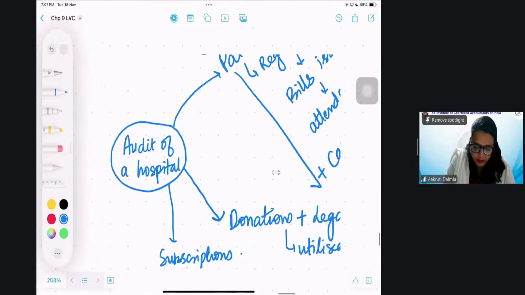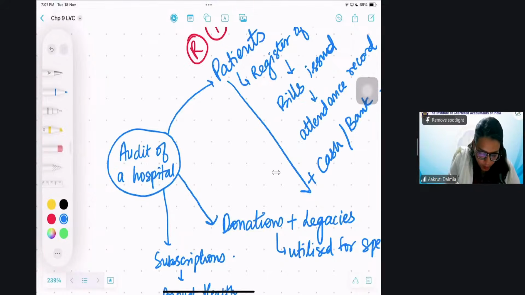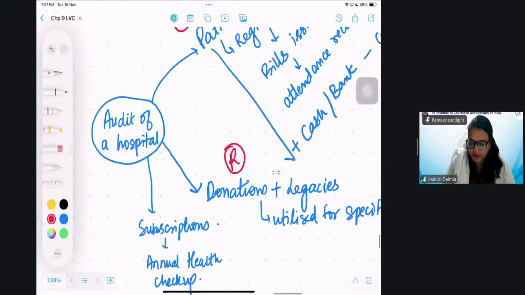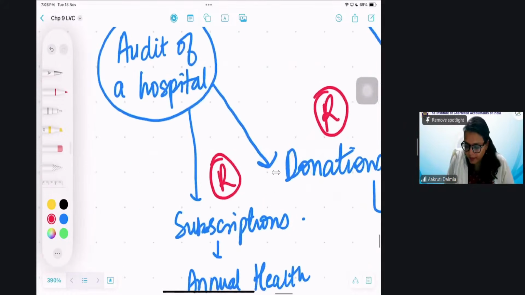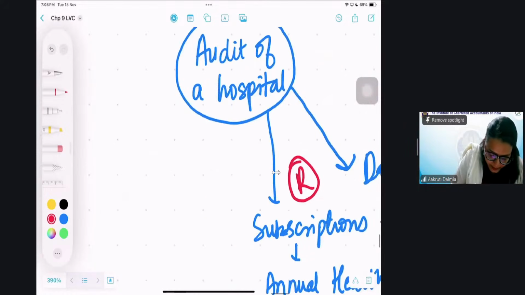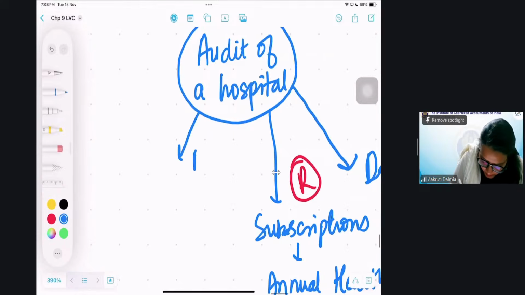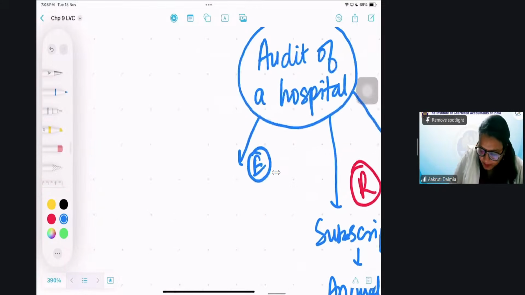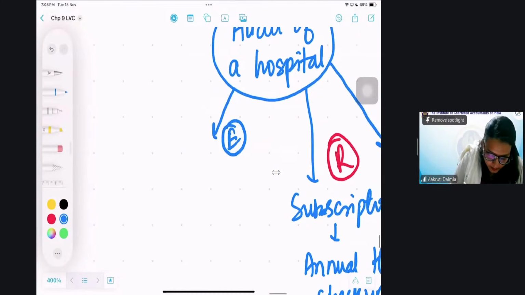So till now we did R. What all we did in our patients, all kind of money that we receive from patients as bills, donations, and subscriptions. So these are all R. Okay. Now think about expenses. E.